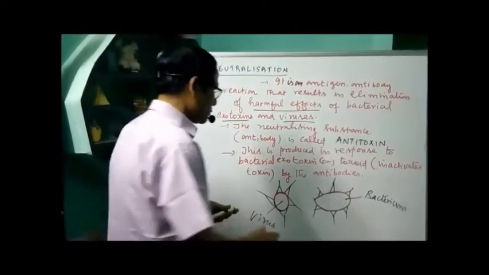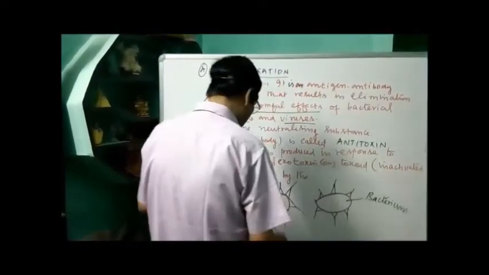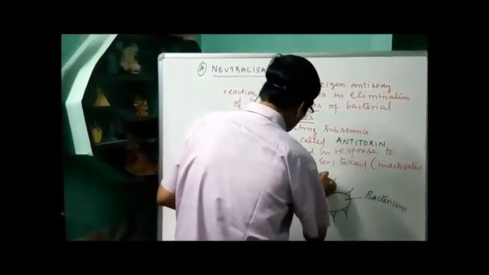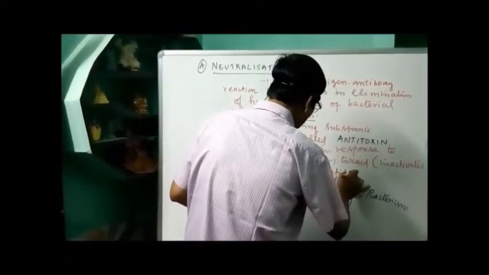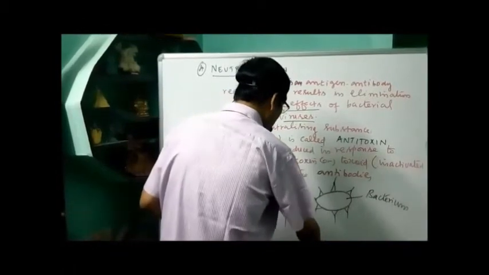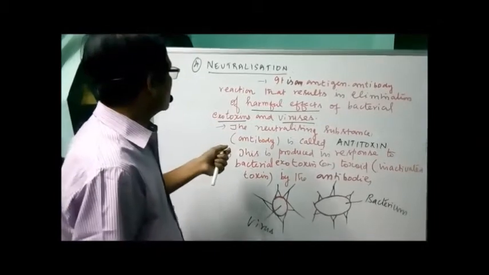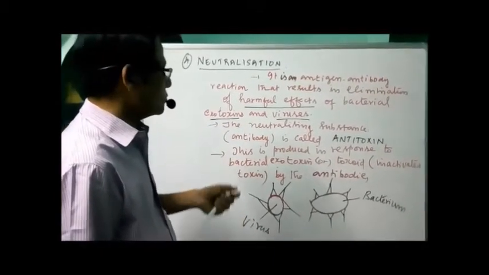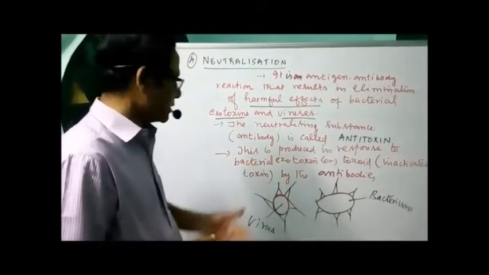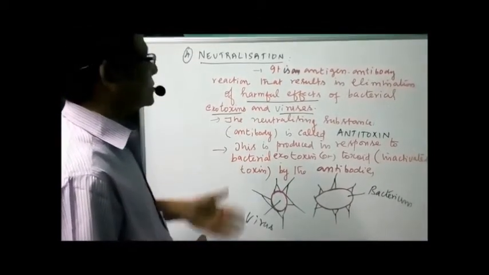cells. We can write in this way also, by specific immune cells. We can write either antibodies or specific immune cells. That's about neutralization. So the antibodies are called antitoxins. The process is called neutralization, which is involved in neutralizing the bacterial exotoxins or the viruses. That's about the fourth type, neutralization.